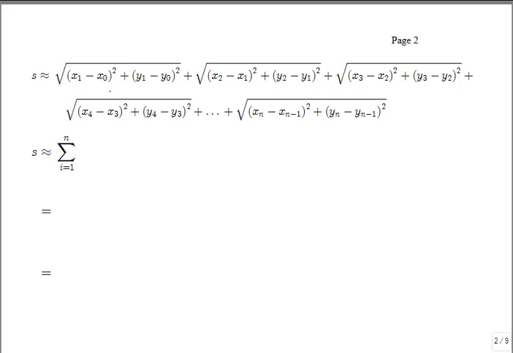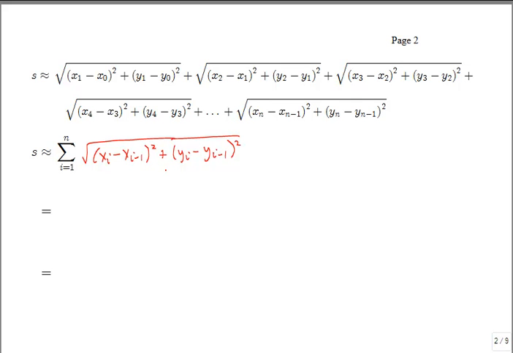If we use summation notation to make this sum look a little bit neater, then this becomes the sum from i equals 1 to n of the square root of x sub i minus x sub i minus 1 quantity squared plus y sub i minus y sub i minus 1 quantity squared. And that's that distance formula between our two endpoints. And we're doing this for each of our n subintervals.